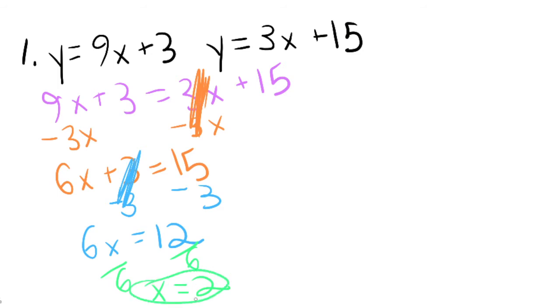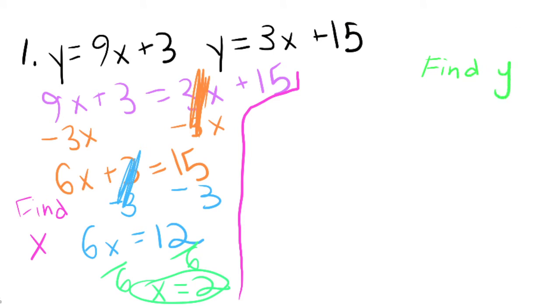Now, with that being said, we aren't completely done with the equation yet. There's still a lot more to do. So I'm going to just draw a little border. This is step 1 to find the x. So this is to find x. And then on the other side, we are going to find y.